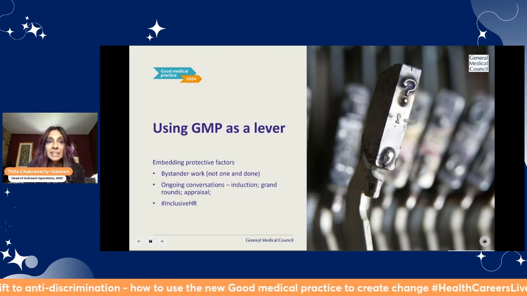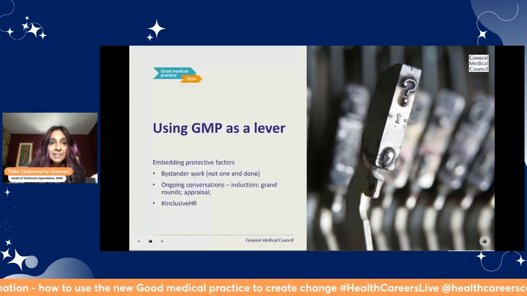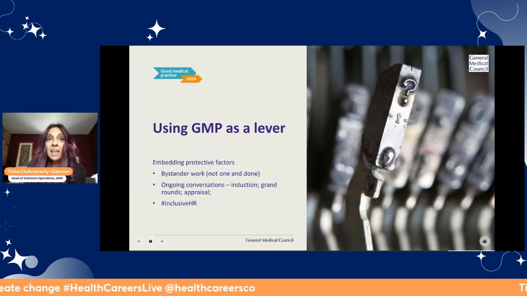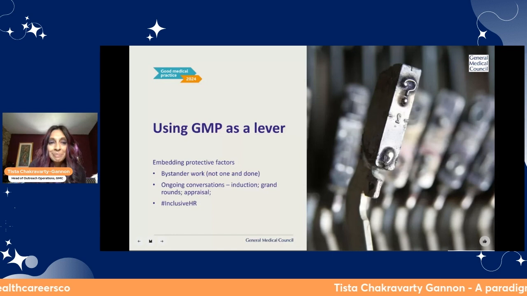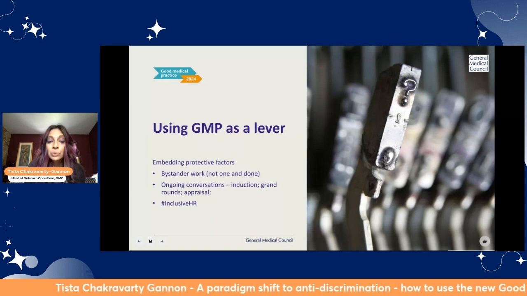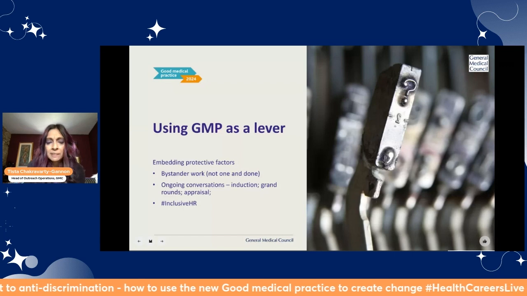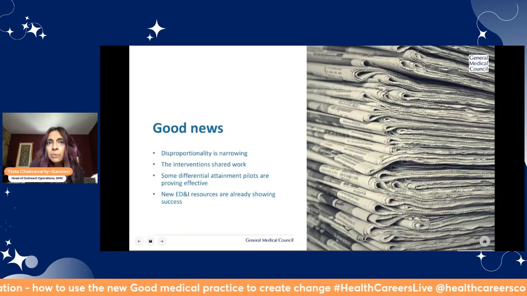we are encouraging those leaders to use good medical practice as a lever. We have seen organisations use good medical practice as a business case to bring in that bystander work, that proper bystander work, have ongoing conversations, etc. HR teams are launching things like inclusive HR. Cheryl Samuels, some of you may have seen, does great work in this space. So there's lots of good news.